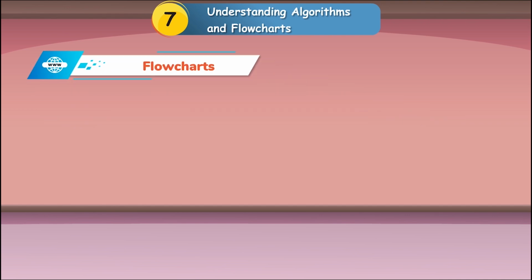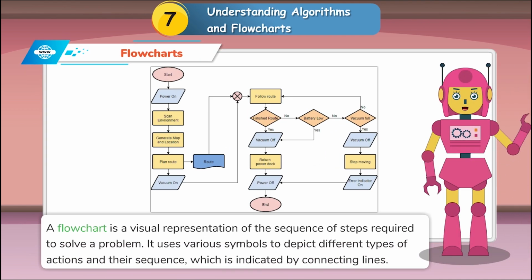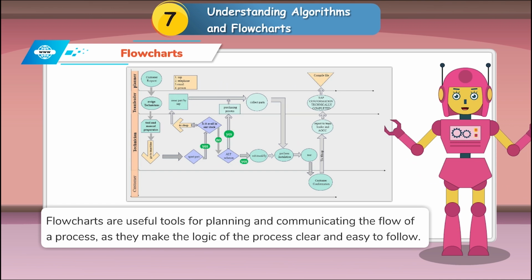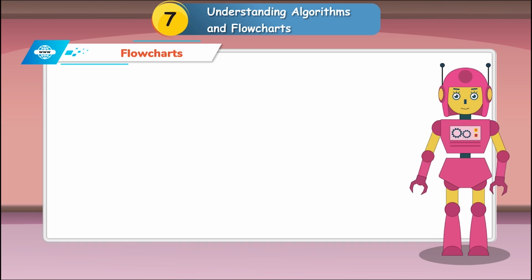Flowcharts. A flowchart is a visual representation of the sequence of steps required to solve a problem. It uses various symbols to depict different types of actions and their sequence, which is indicated by connecting lines. Flowcharts are useful tools for planning and communicating the flow of a process, as they make the logic of the process clear and easy to follow.